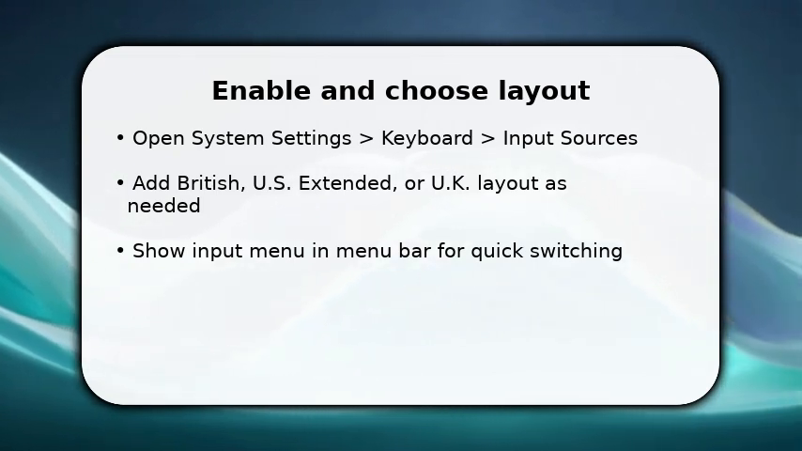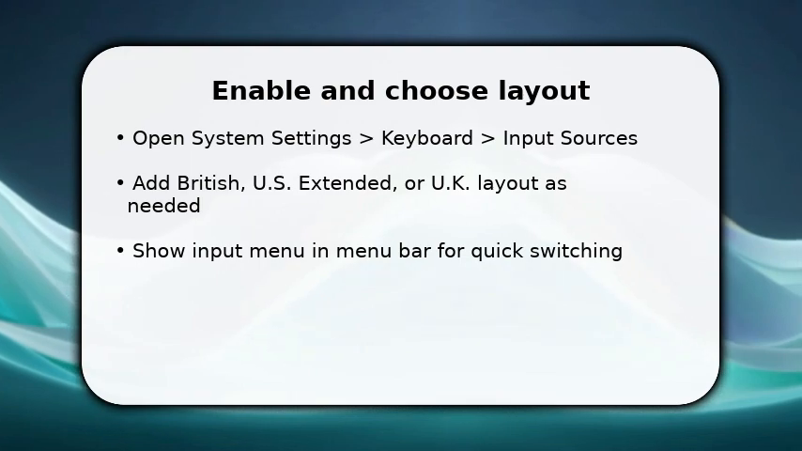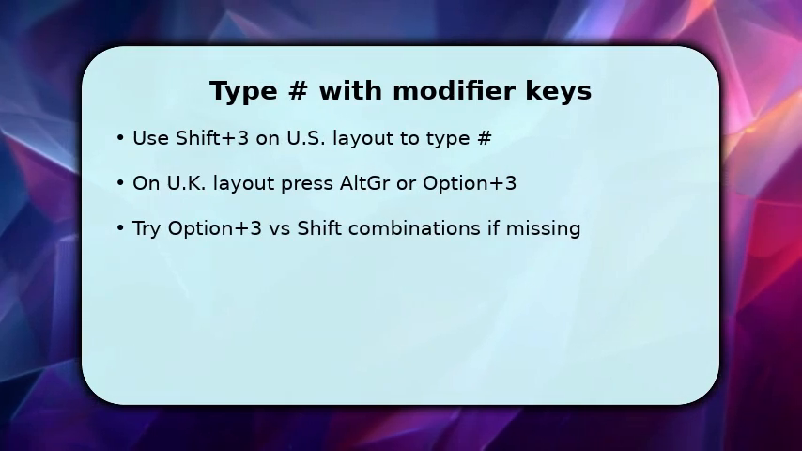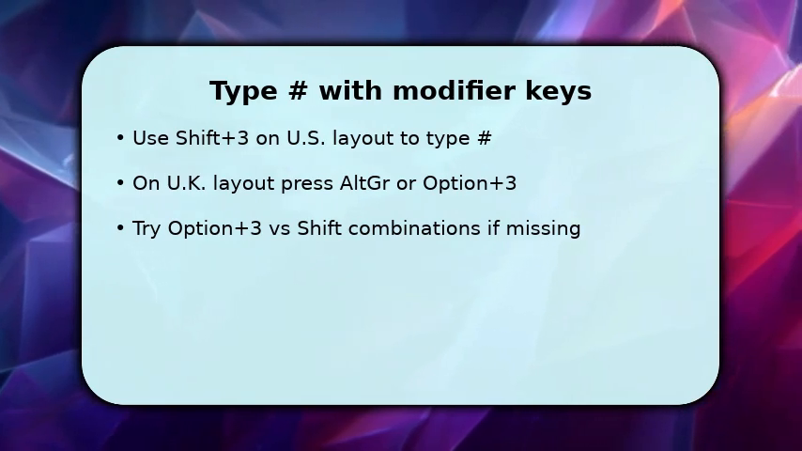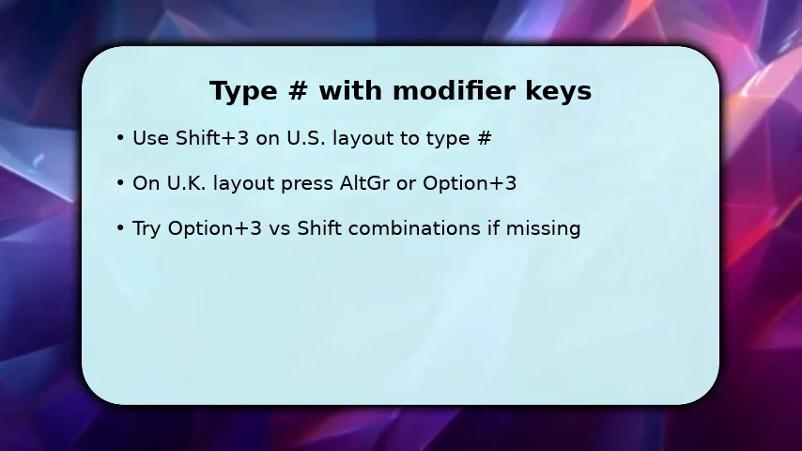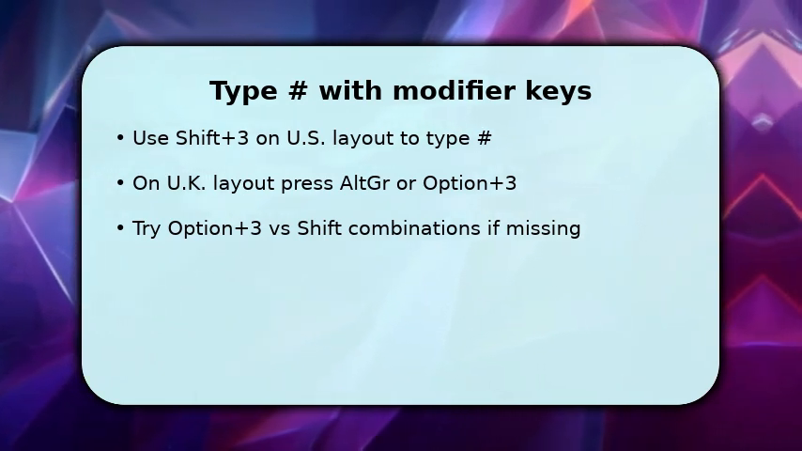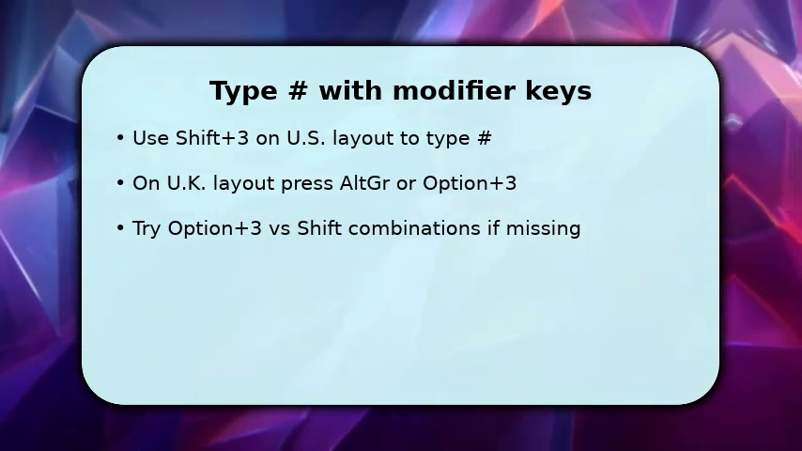Make sure to test in a text editor to confirm the symbol appears before moving to app-specific steps. Now learn the actual keystrokes. On a US Mac keyboard, you press Shift+3 to produce hash. On UK layouts, it often requires Option-Alt+3 or the Alt-GR equivalent.